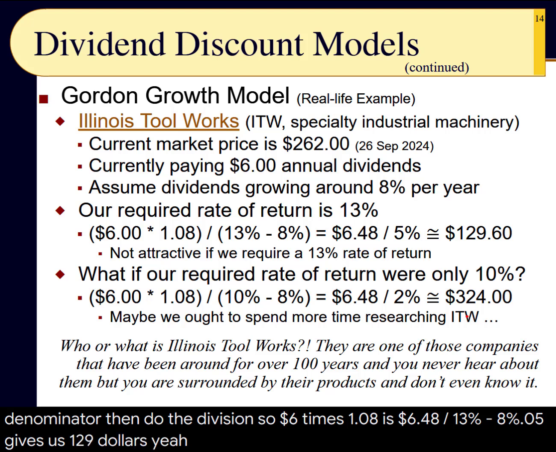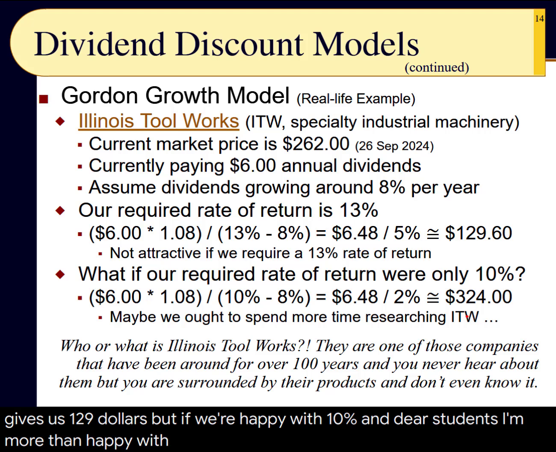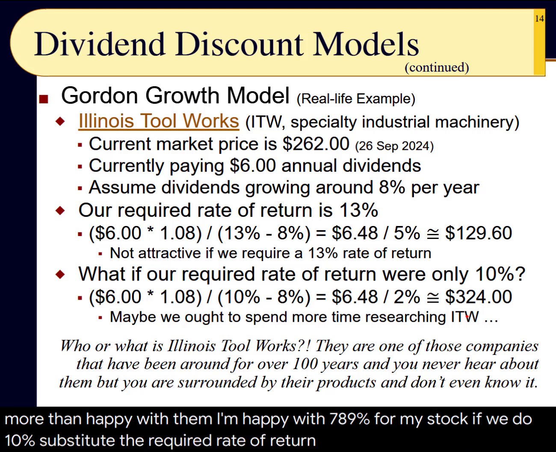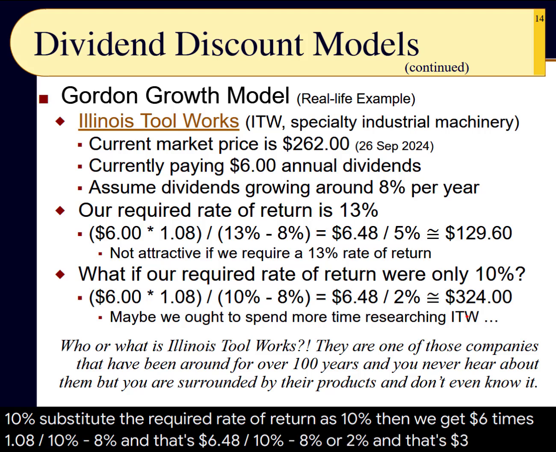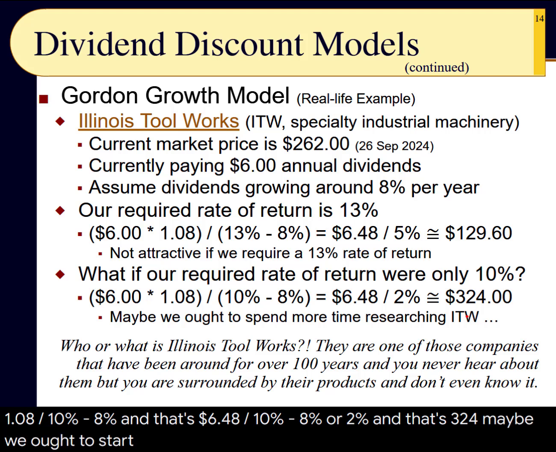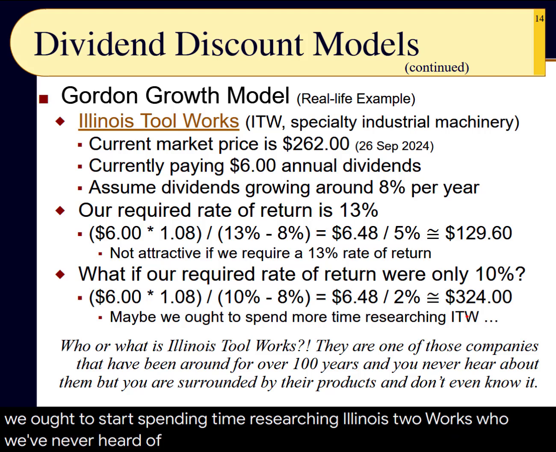$129.60. But if we're happy with 10%, and dear students, I'm more than happy with 10%. I'm happy with 7, 8, 9% from a stock. If we do 10%, substitute the required rate of return as 10%, then we get $6 times 1.08 divided by 10% minus 8%, and that's $6.48 divided by 2%, and that's $324. Maybe we ought to start spending time researching Illinois Toolworks, who we've never heard of.